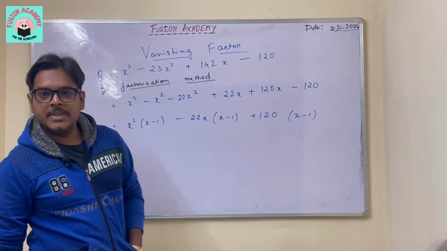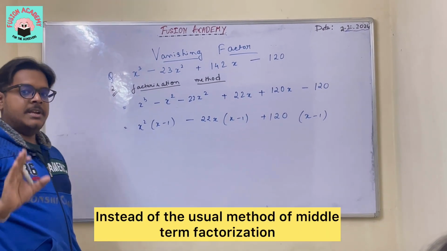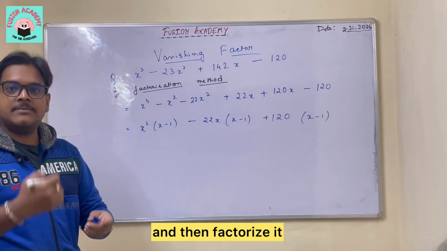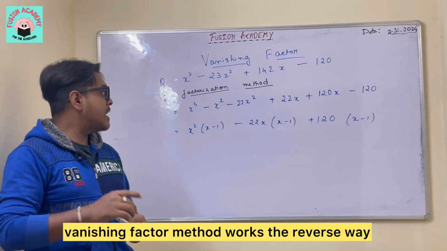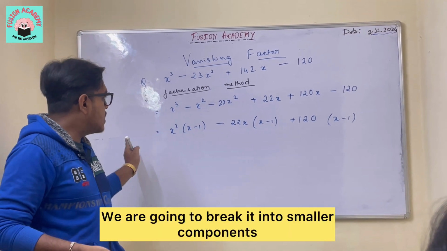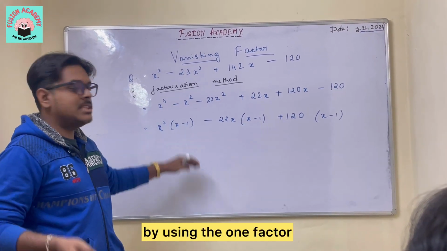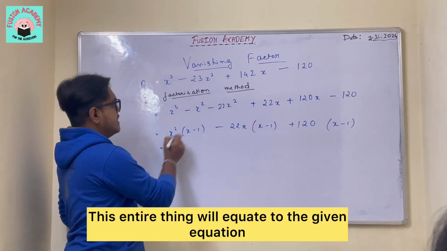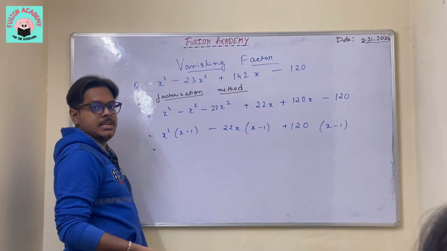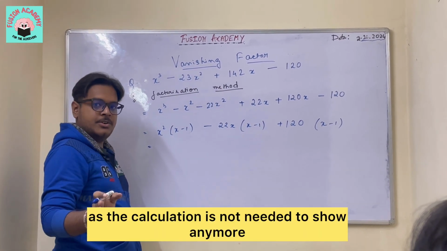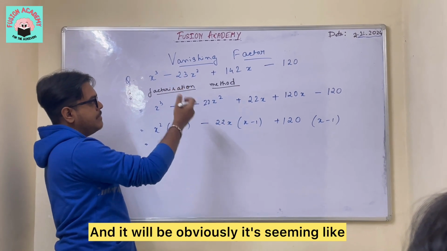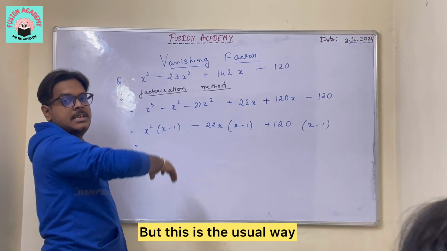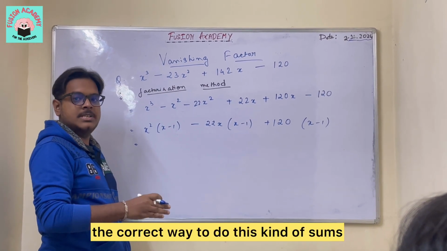So what we are doing here, instead of the usual method of middle term factorization where we break the components into smaller factors and then factorize it, vanishing factor method works the reverse way. We are going to break it into smaller components by using the one factor that we have got by trial and error method. So this entire thing will equate to the given equation if you calculate it, as the calculation is not needed to be shown anymore. It seems like you have broken it into smaller components and then you are proceeding on with the sum. But this is the usual way, the proper way, the correct way to do this kind of sums.